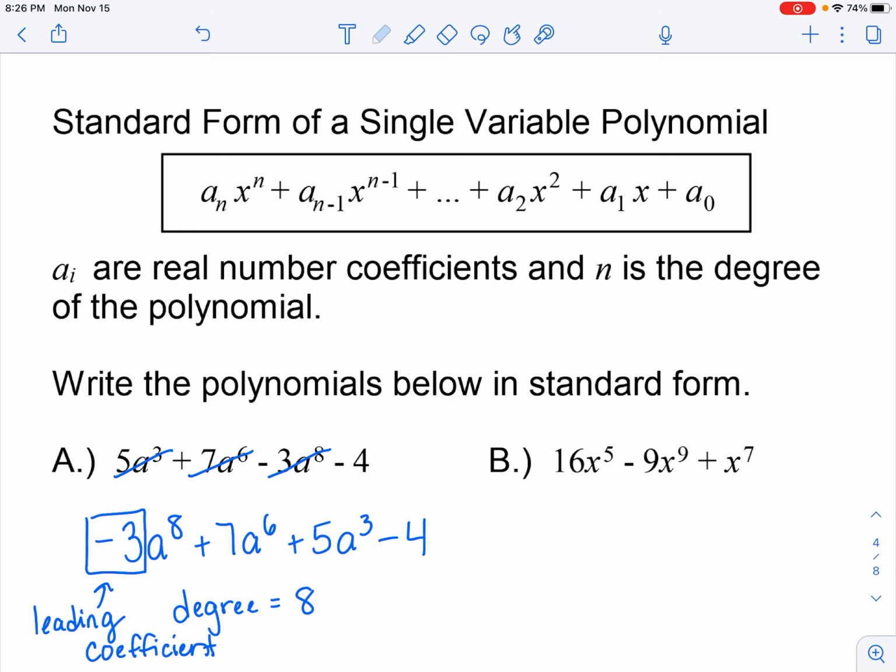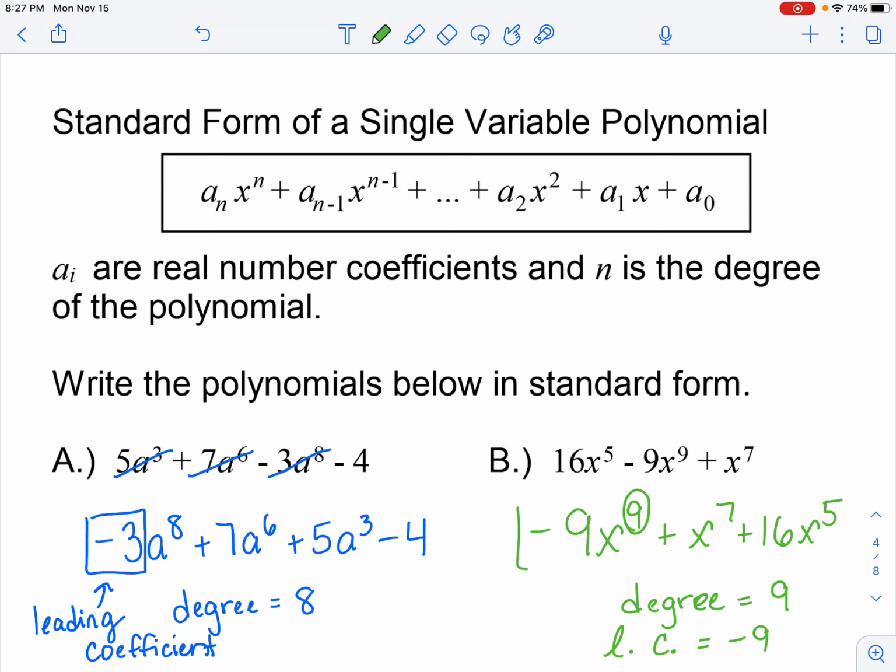So take a second, rearrange b. So to rearrange b, the highest exponent is the negative 9x to the 9th, followed by the positive x to the 7th, and ending with the 16x to the 5th. And the degree there is 9 from this exponent. The leading coefficient, I'm going to abbreviate that LC. The leading coefficient is the negative 9 out in front. This is your leading coefficient. Okay?